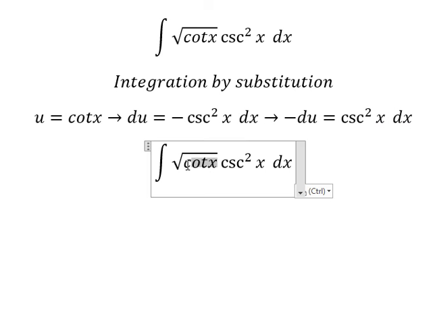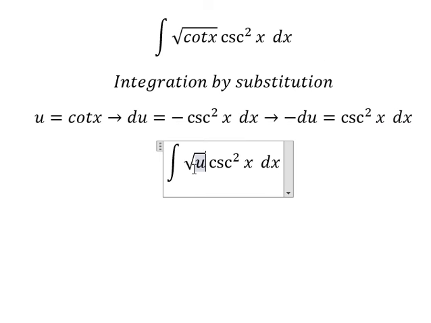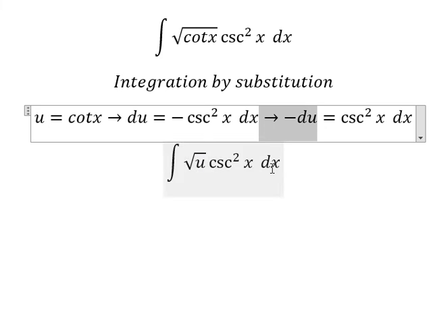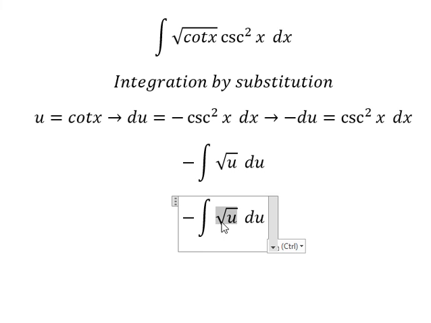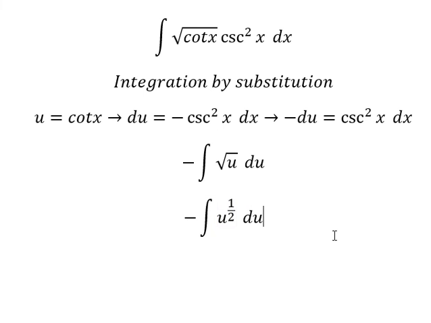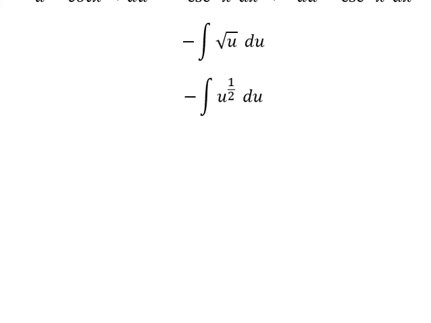So this one we change to u. This one we change to negative du. So the square root is u to the power of 1 over 2. Now we apply the formula in here.